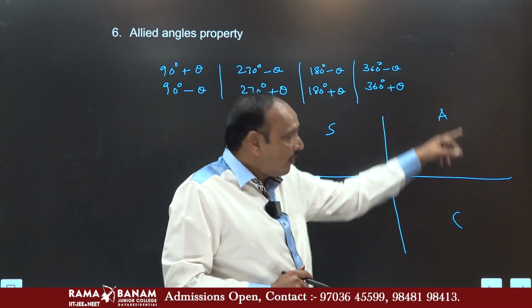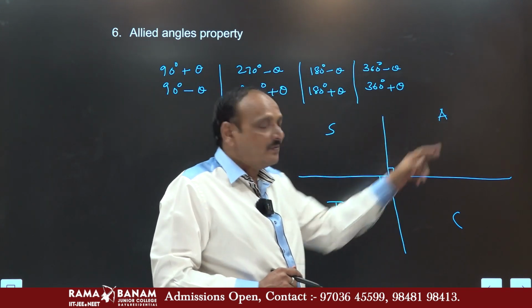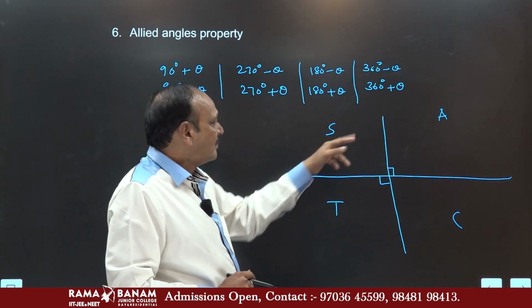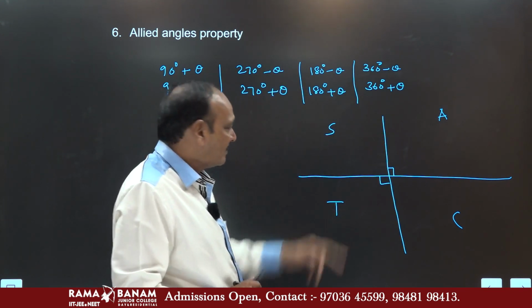In the first quadrant, all 6 trigonometric ratios are positive. In the second quadrant, sin and cosecant x are positive, because it lies between 90 and 180.